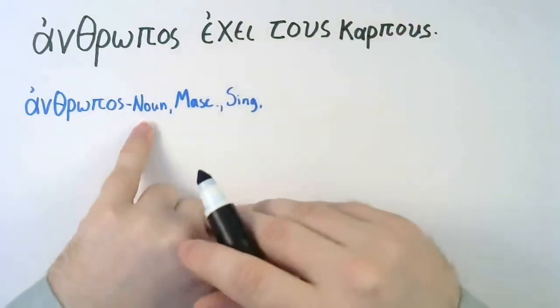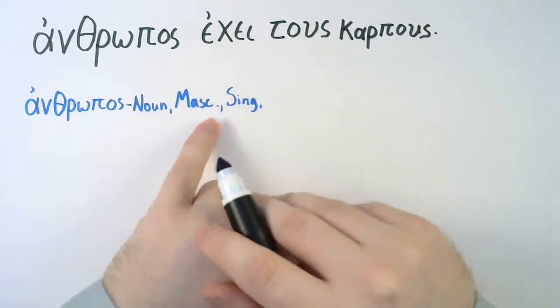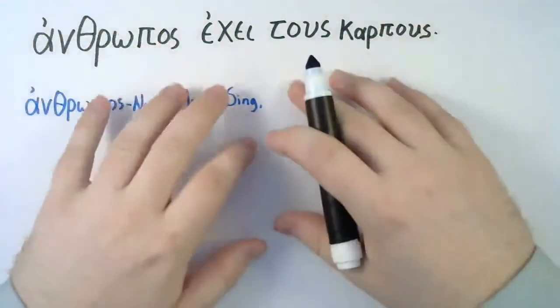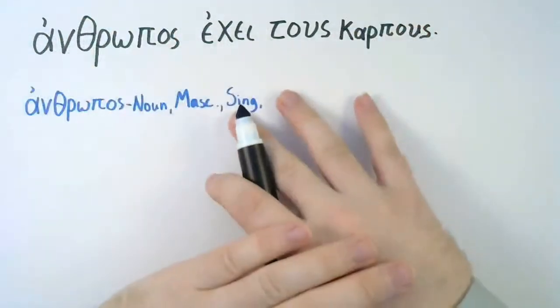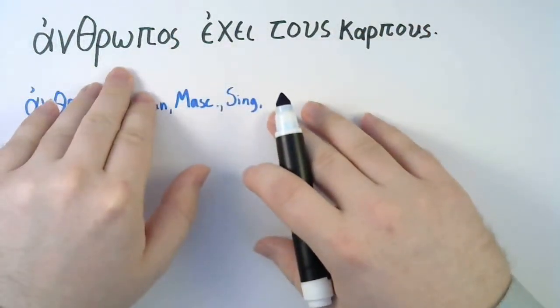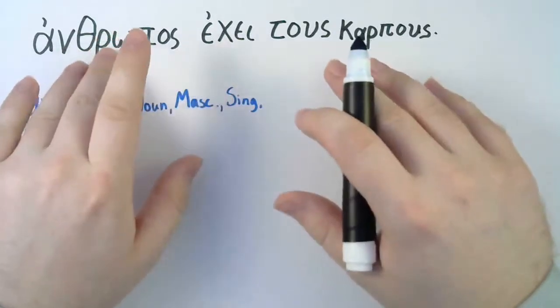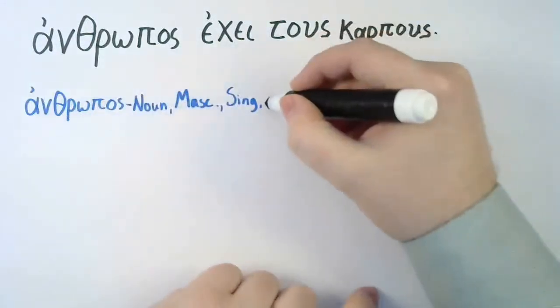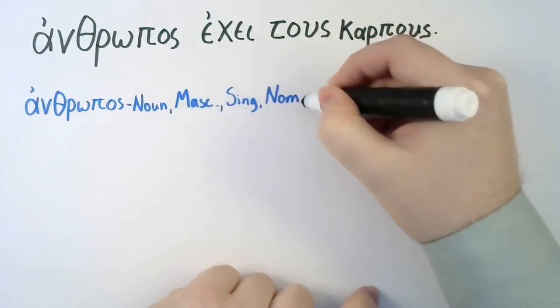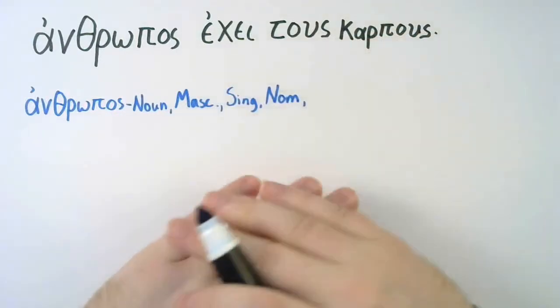So we have its part of speech, its gender, its number. Now its case. What case is anthropos? Look back at the chart. And if you need to, pause the video and look back and tell me what case is anthropos. Alright, you back? And did you find out it was nominative? It is in the nominative case. Very good.